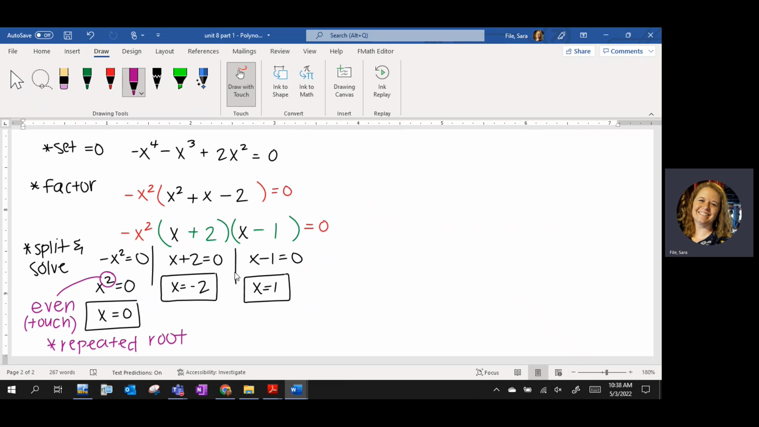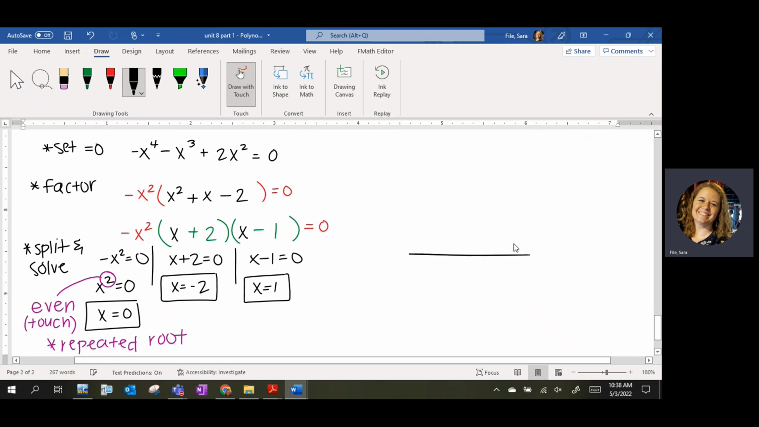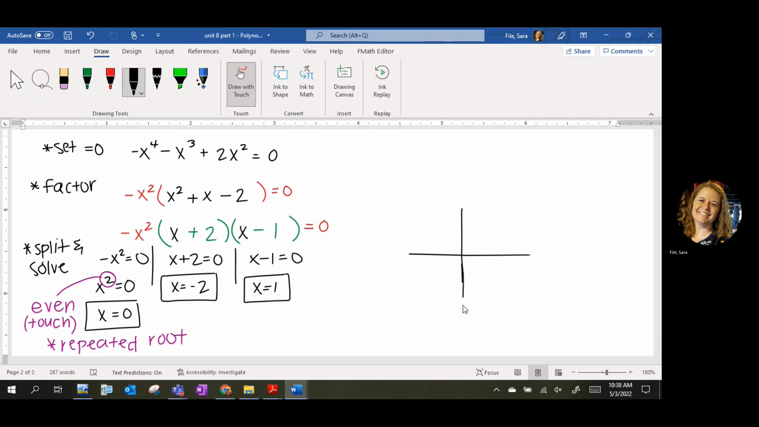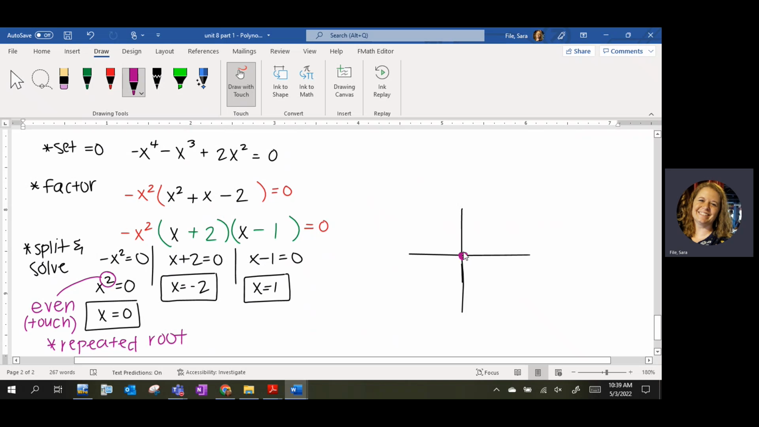Now, these are not repeated, are they? The x plus 2 was only there once, and the x minus 1 was only there once. So those are there an odd number of times, once. So those will cross. So graphically, if you wanted a visual of this to help make sense of what this means, here at 0, the graph is simply going to come here and touch. It's not going to cross. But at the others, at -2 and at +1, it's going to cross.